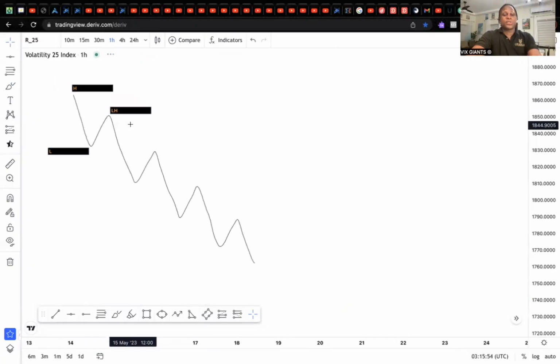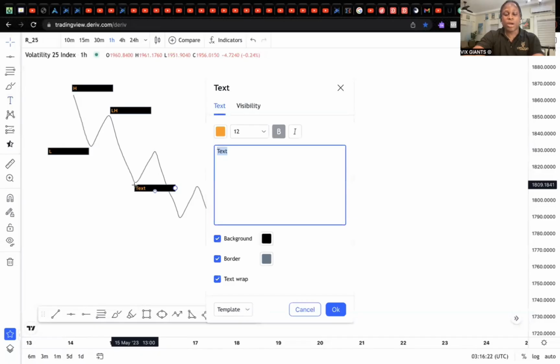Lower high. So we push from this lower high point and we push down to this low. But this low point, if we notice, it's actually lower than the previous low that we created. Now, seeing that this is the case, this would have been a lower low. So we're going to put LL to represent lower low.